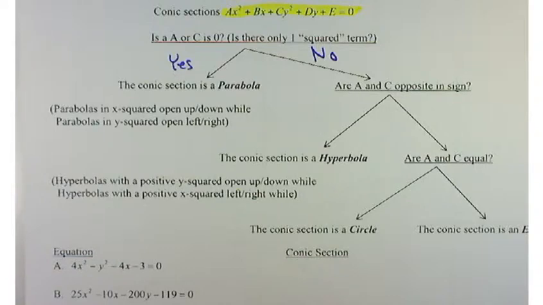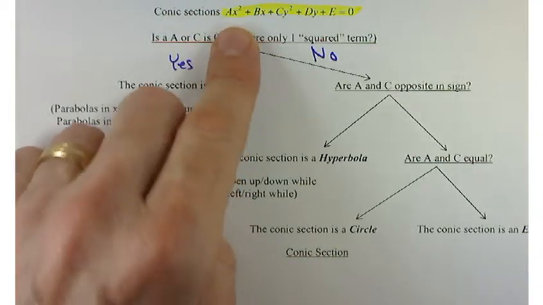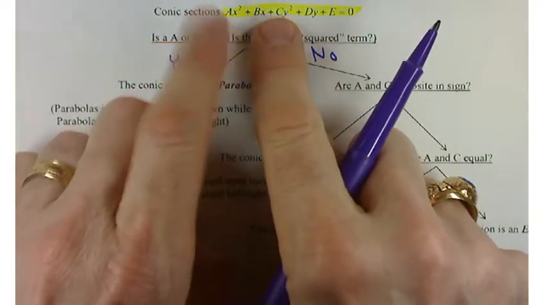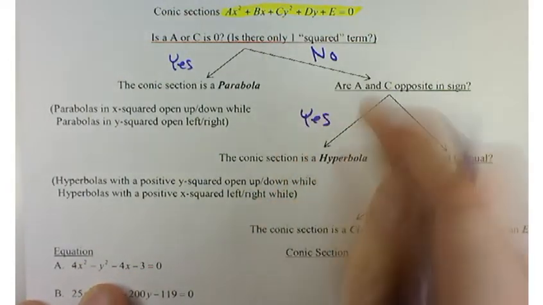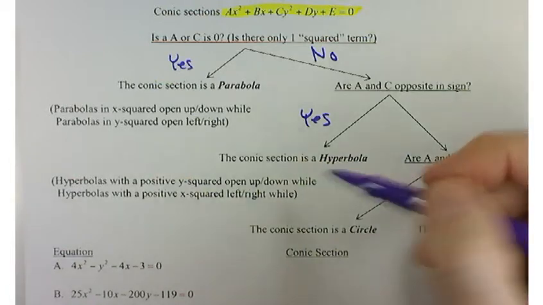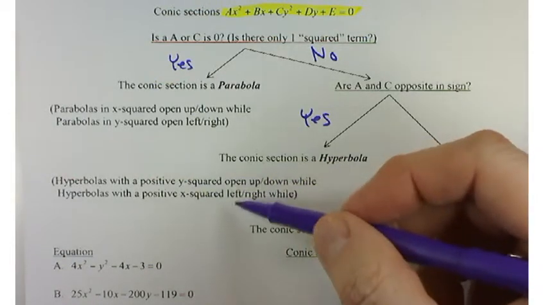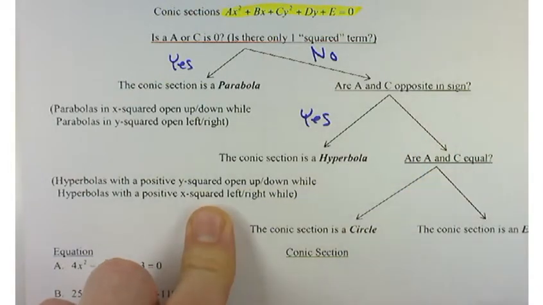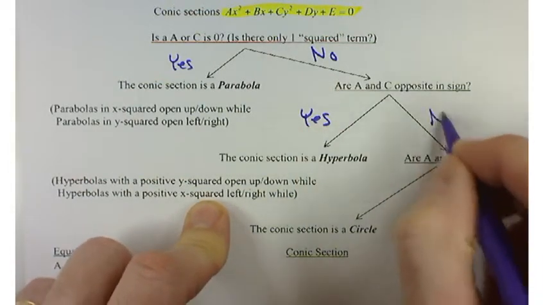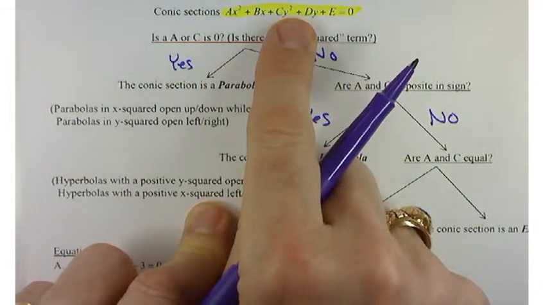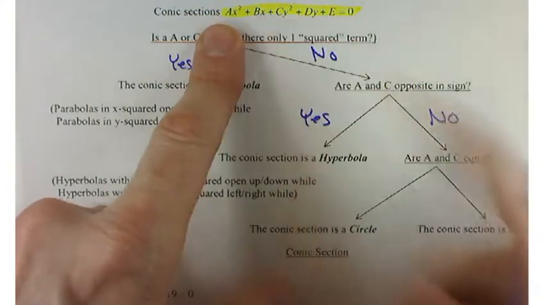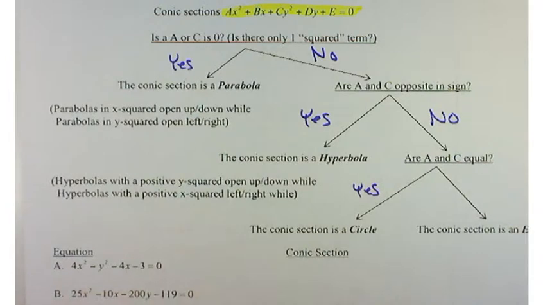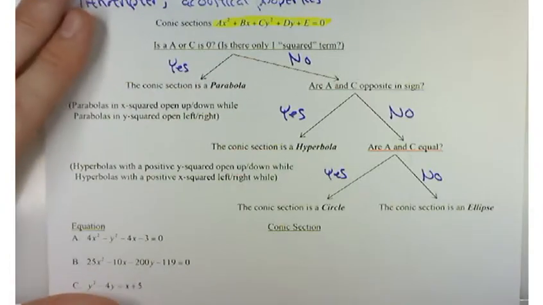So the next thing to look for is when you have your equation like this, are the signs of A and C different? Is one of them positive and one of them negative? If that's the case, then you've got a hyperbola. And it's going to open up and down if it's got a positive y squared term, and left and right if it's got a positive x squared term. If that's not the case, so these are both positive, then you got to look a little further. If they're both positive and they're both equal, then you've got a circle. If not, well, the only thing left, you kind of eliminate everything else, then you've got an ellipse.